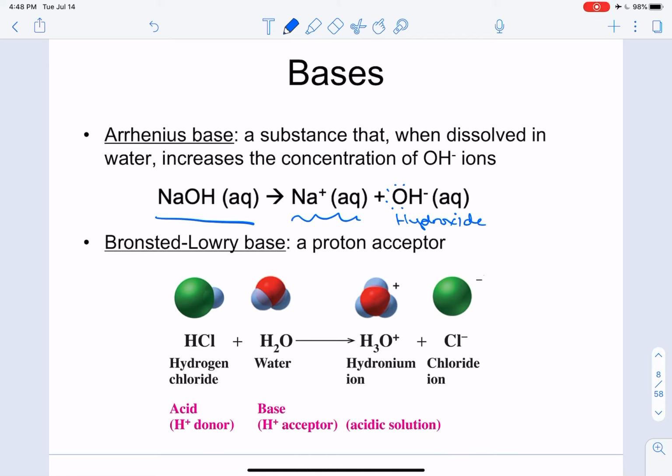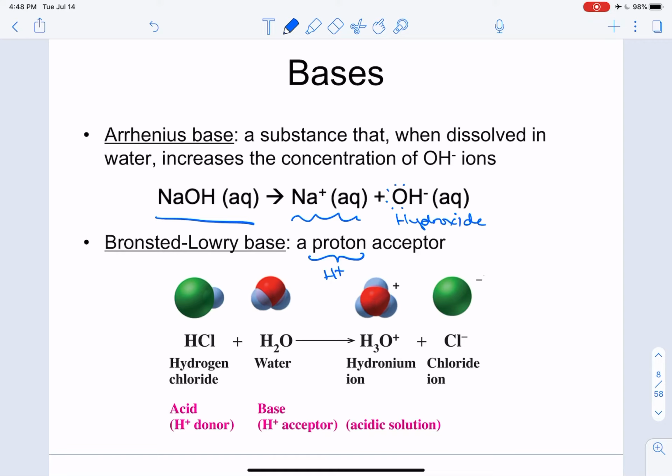Okay? All right, so there's also a Bronsted-Lowry definition for a base, and the Bronsted-Lowry definition for an acid was somebody who gives away a proton, so a proton donor. So the Bronsted-Lowry definition for a base is a proton acceptor. And remember, proton is the same thing as H+. So it's something that likes to scoop up H pluses.